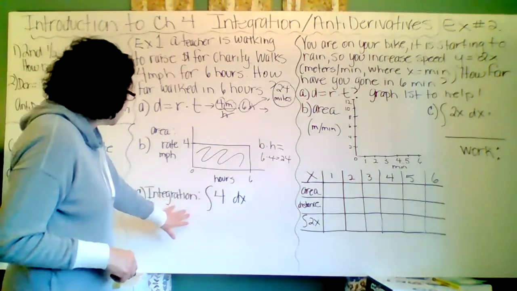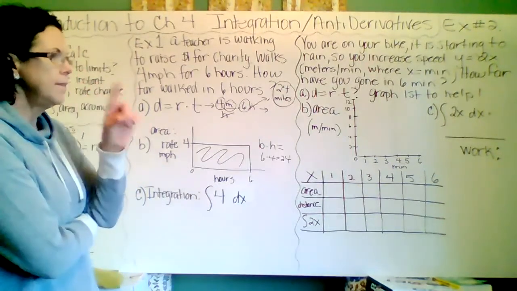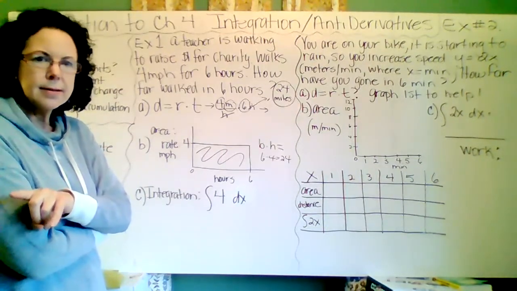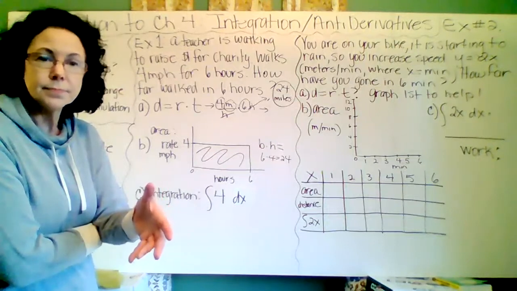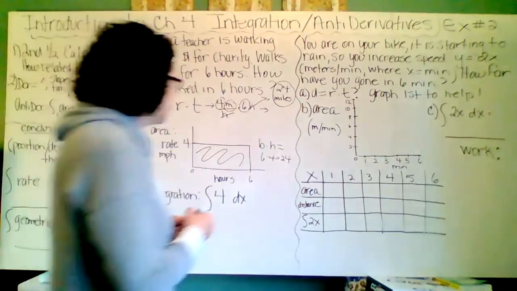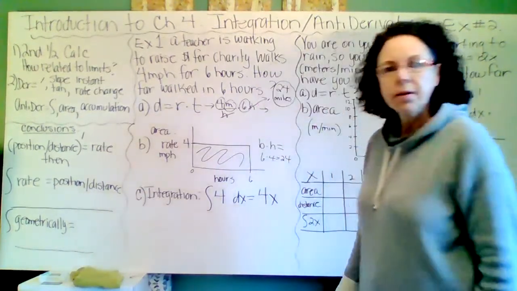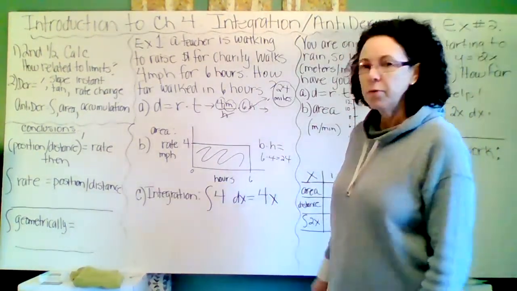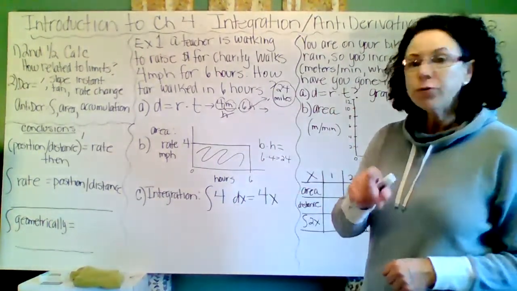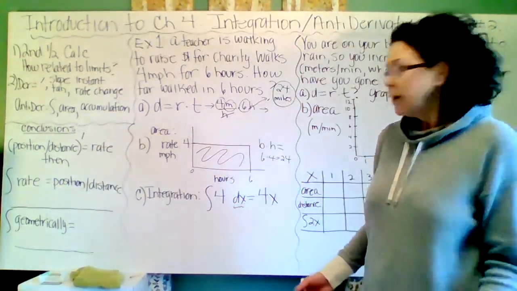So here's the question with an antiderivative or integration: what function, when I take the derivative of it, because it's the inverse, gets me 4? Right? I'm reversing. What function, when I take the derivative of it, gives me 4? Well, that would be 4x, right? If I took the derivative of 4x, I would get 4, right? So working backwards.